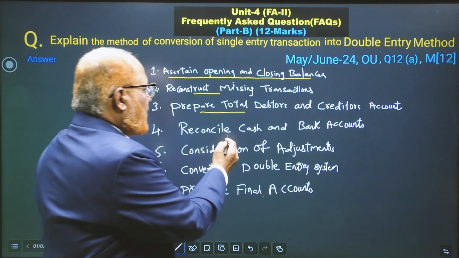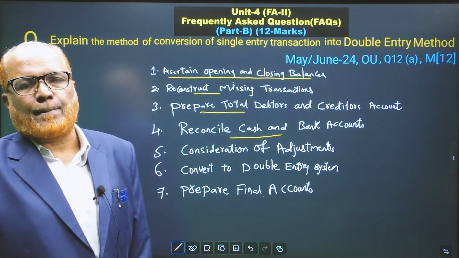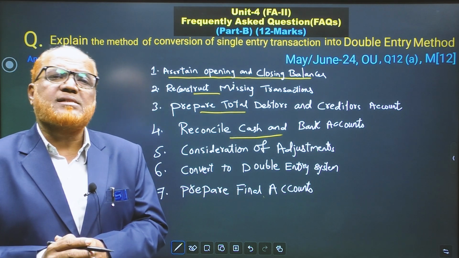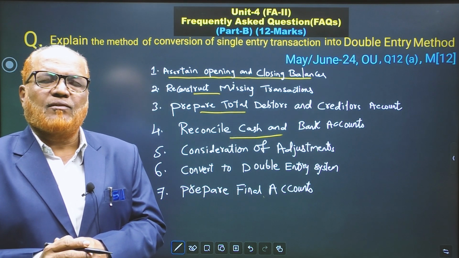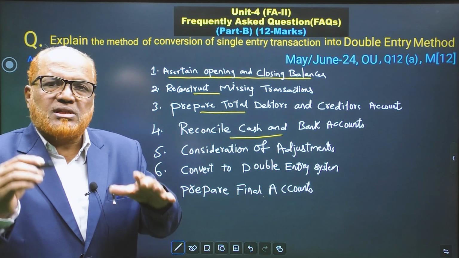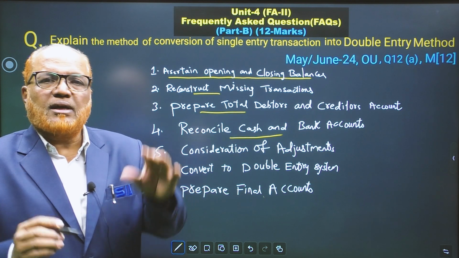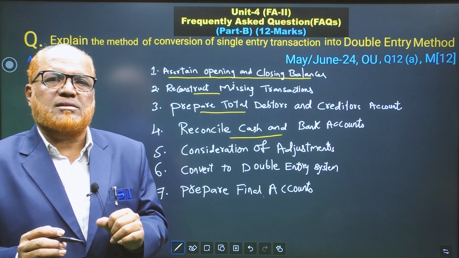The next one is to reconcile cash and bank accounts. By preparing the receipts and payments account, we have to reconcile the cash balance and bank balance.